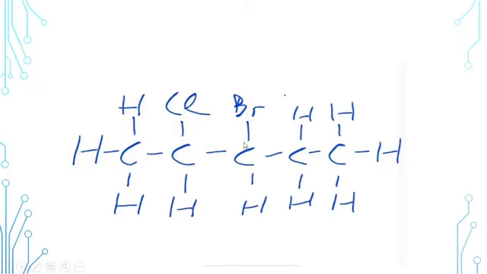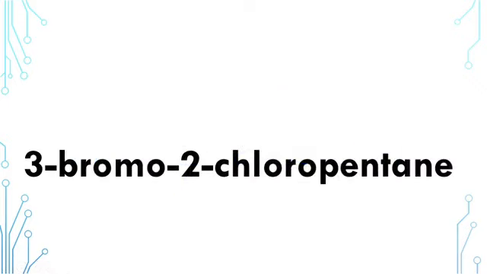But again, let's remember the alphabetical order rule. B comes before C. So now when naming, we have to start with the bromo and then the chloro. So what is the name of this one? We're going to have 3-bromo, 2-chloropentane.